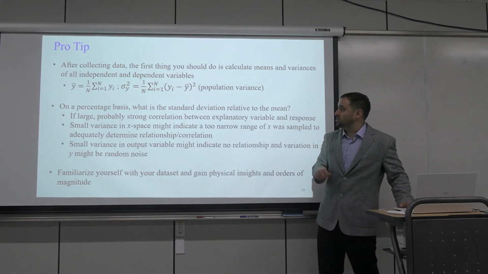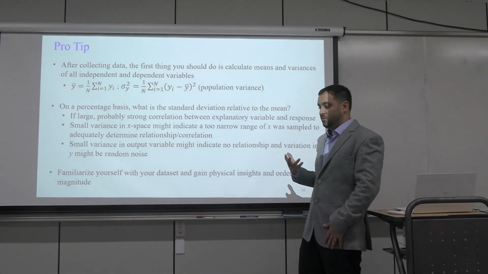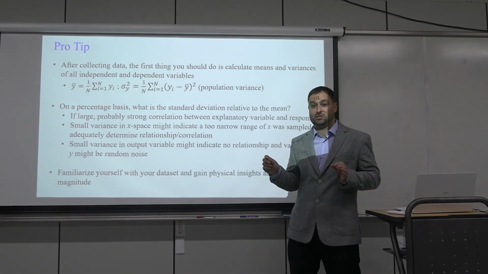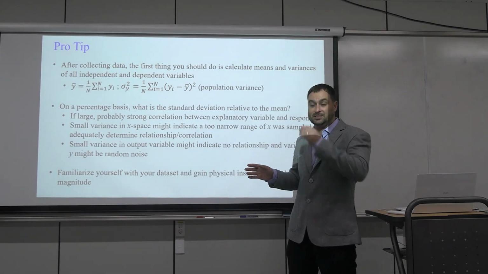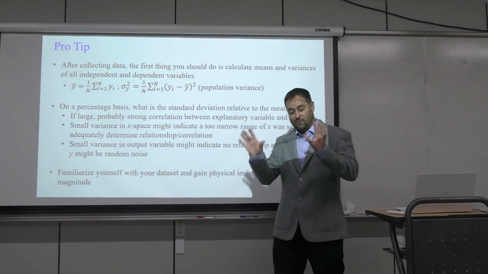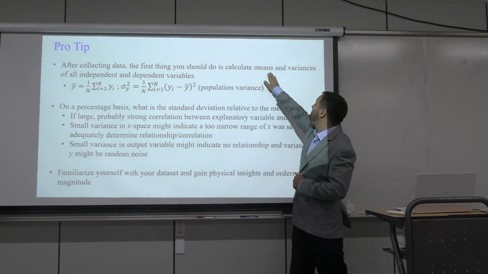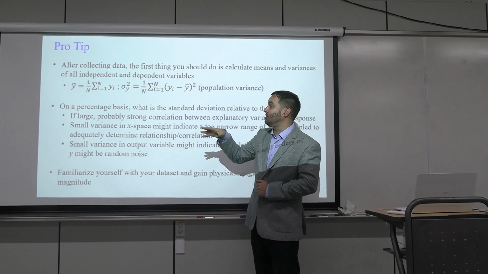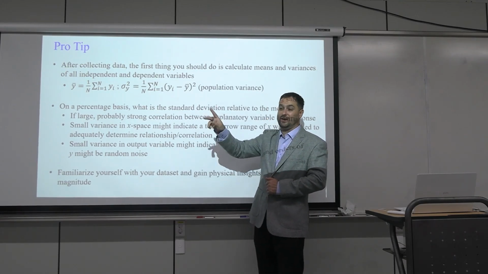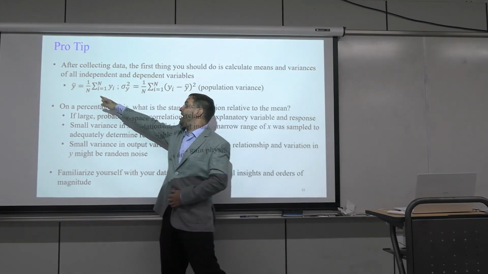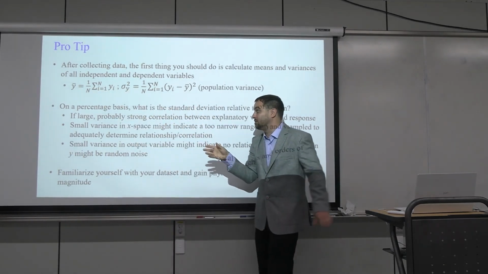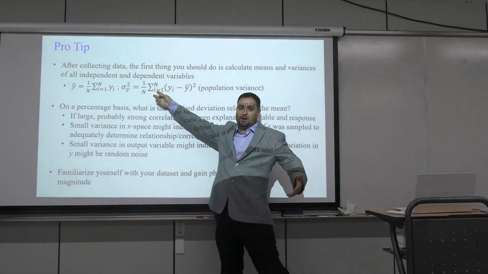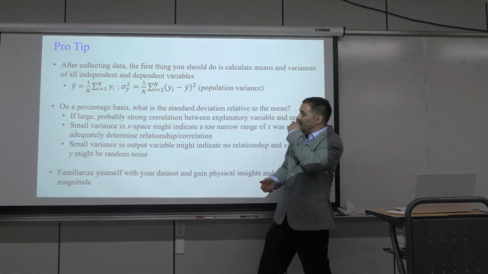Okay, and so here's a little bit of a pro tip from my experience with building regression models. After you've collected the data, the very first thing you do, before doing really anything else, before you start building the regression models, is you should calculate the means and the variances of all of the independent and dependent variables. The formulas are the same. Before, I was showing the mean and variance for the one predictor variable. You can do that for the dependent variables, and if you have multiple predictors, you should calculate all of the means and the variances. And here I'm using the population variance. I'm assuming it's a complete population.